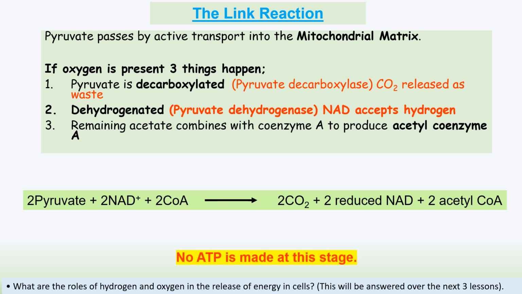At this stage, we are making certain things. So you need to know for each molecule of glucose, don't forget there are 2 pyruvates. So we actually react that with 2 oxidized NADs and need 2 coenzyme A's to make 2 carbon dioxides, 2 reduced NADs, and 2 acetyl coenzyme A's. No ATP is made in the link reaction.